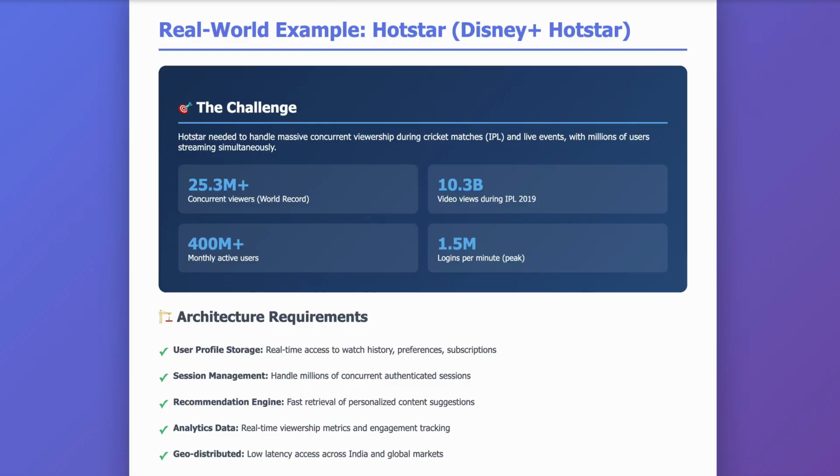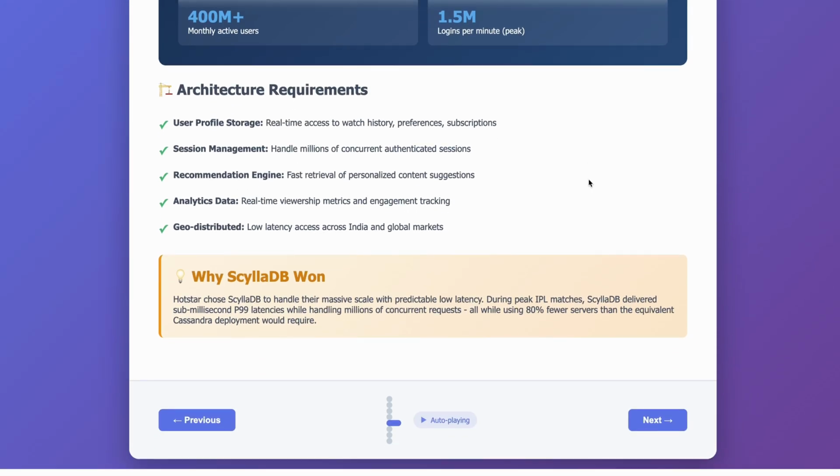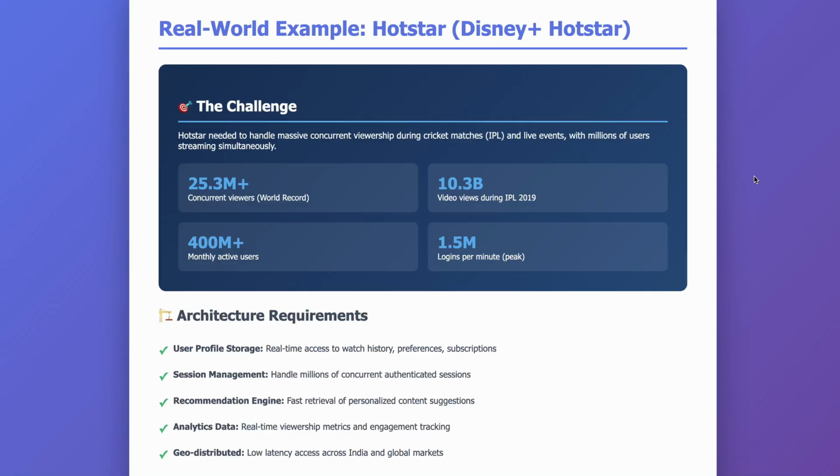Let's look at a real-world example, Hotstar, now known as Disney Plus Hotstar. The challenge was massive. Hotstar needed to handle enormous concurrent viewership during cricket matches, especially the Indian Premier League, with millions of users streaming simultaneously. The numbers are staggering. They achieved over 25.3 million concurrent viewers, setting a world record. During IPL 2019, they served 10.3 billion video views. They have over 400 million monthly active users. And at peak times, they handle 1.5 million logins per minute.